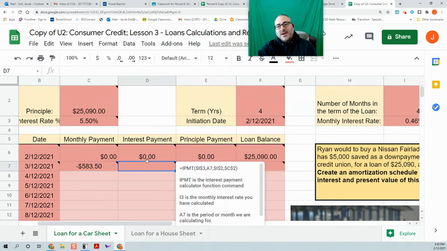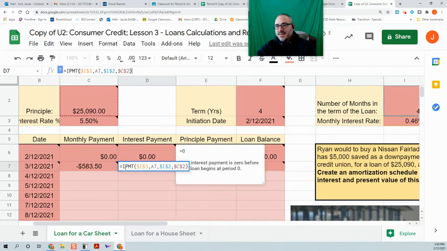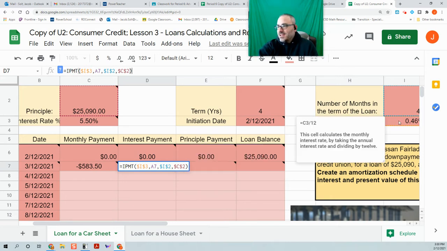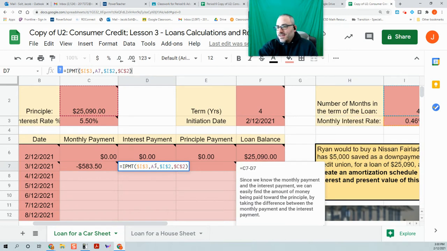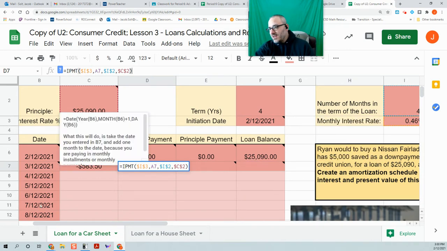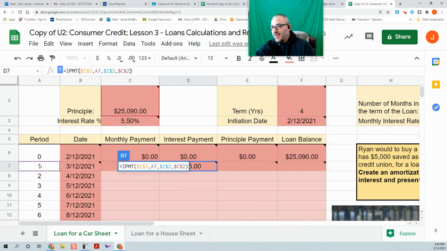So now I need to find the interest payment. Well, guess what? If PMT is the payment command, IPMT is going to be the interest command. So let's talk about what this is saying. Equal sign IPMT. It says calculate the interest payment for I3. Again, I3 is the monthly interest rate. For A7, A7 is the period that we're in. A7 is this guy right here, the period.